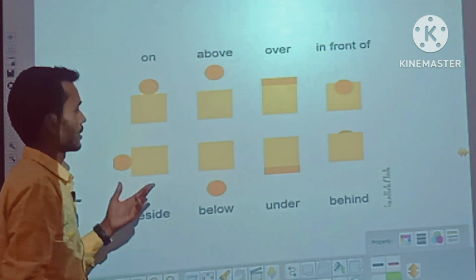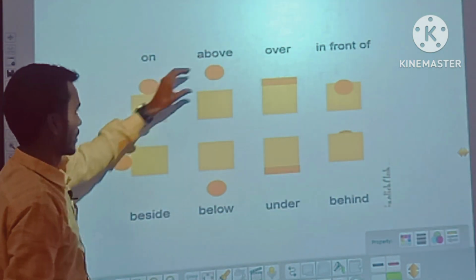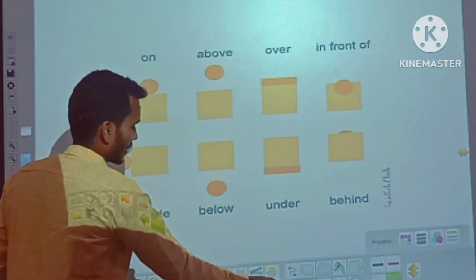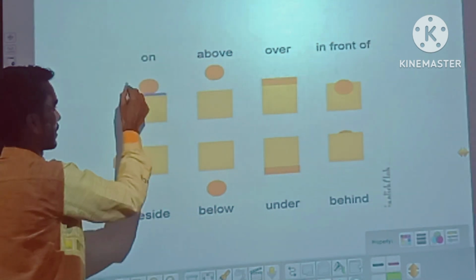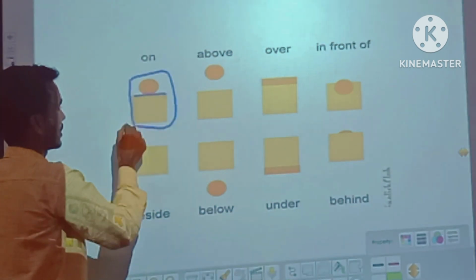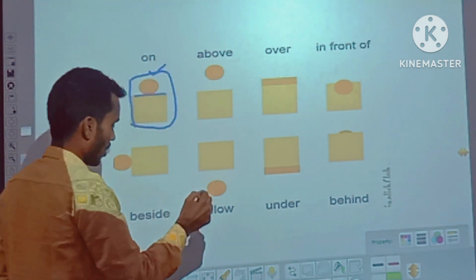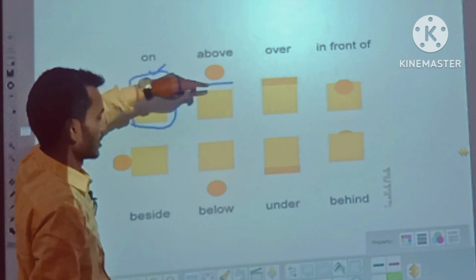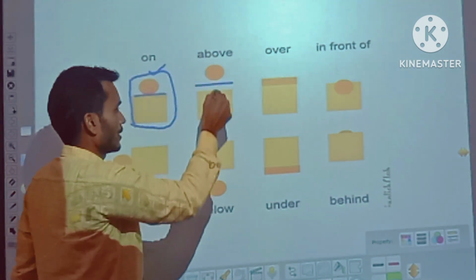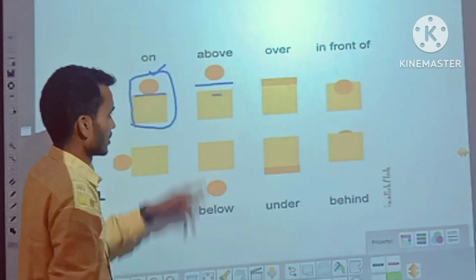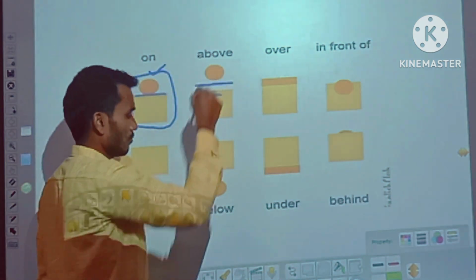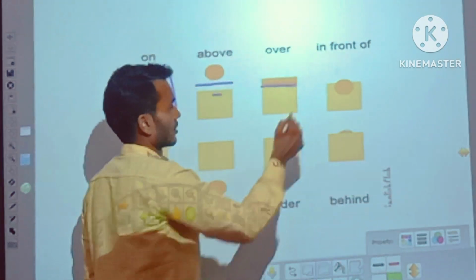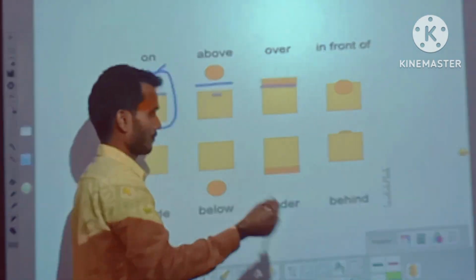Then here we have some more examples. Here we have a ball. The ball is on the table. The ball is above the table. There must be a space between the ball and the box, so that's why the ball is above the box. Then the ball is over the box. So then the ball is in front of the box.